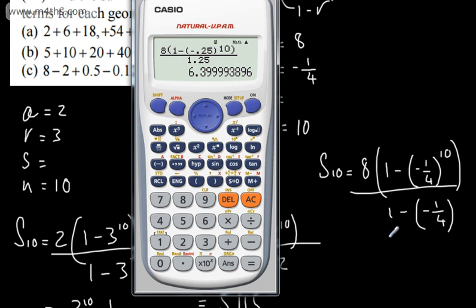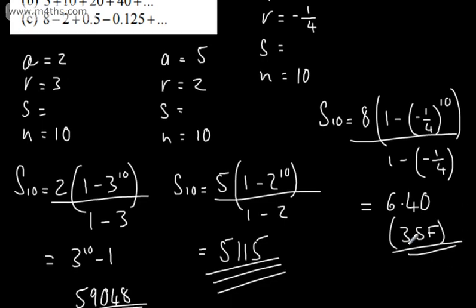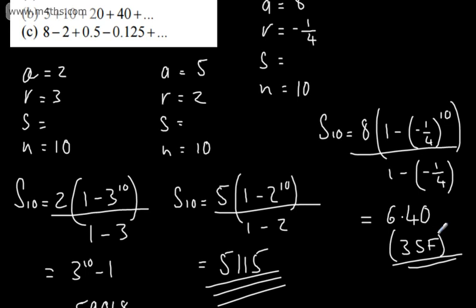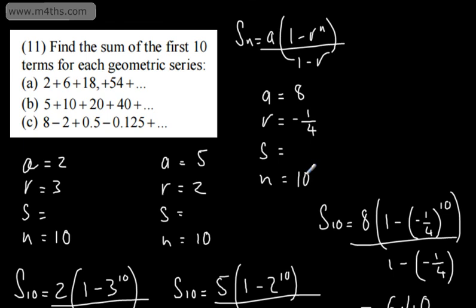So I'm just going to say this is going to be 6.40, and we'll do that to 3 significant figures. So 6.40, and that now is 3 significant figures. You'll be given the level of accuracy in the exam. I'm just going now to get an answer that is somewhere near accurate. So there we go. Some nice, straightforward, basic questions looking at using the geometric series summation.